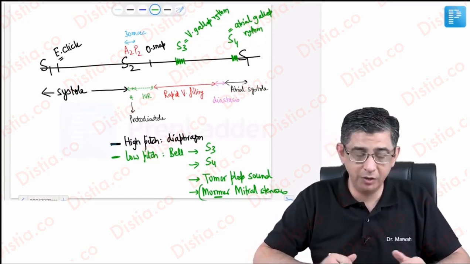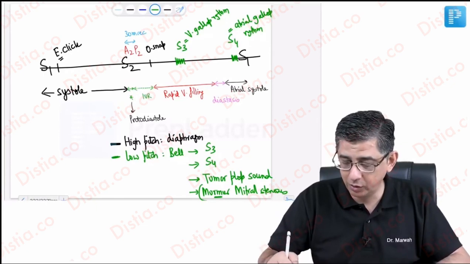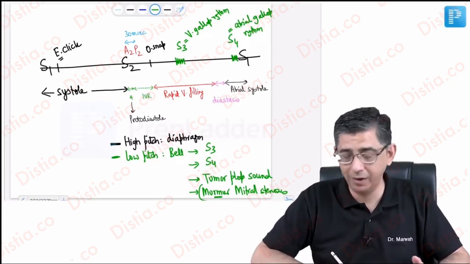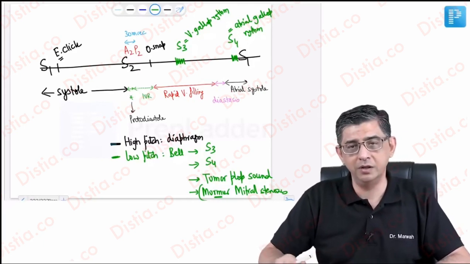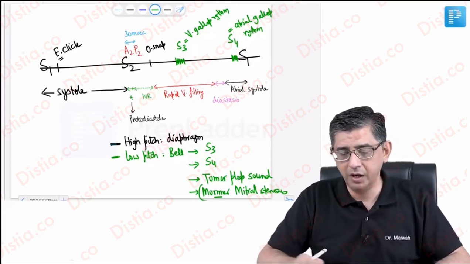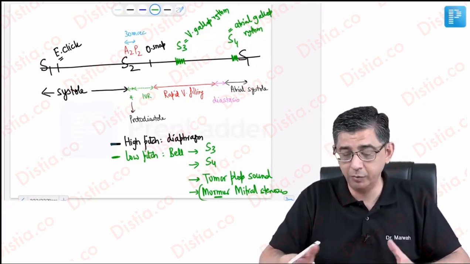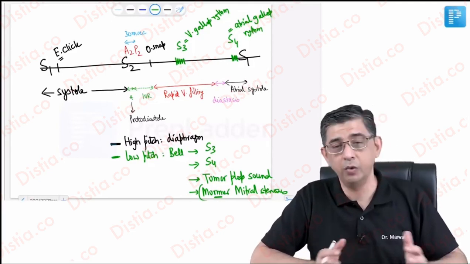But the bottom line is when he uses the word heart sounds, then it's the top three that have to be basically remembered. That is S3, S4 and a tumor plop sound. And once you get this orientation right, at least I would say 50% of the job is done from the perspective of what comes before and what comes later.